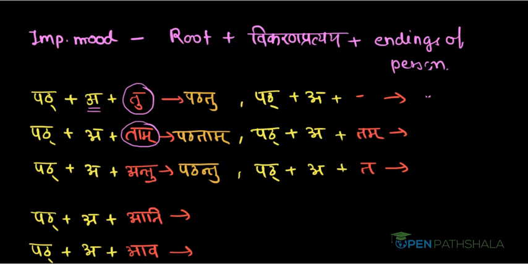And next we have pathantu. Here we have added third person plural PP ending, that is antu. We have already seen that whenever vikarana pratyaya ending in a is followed by another a, they both result in a only. So we have pathantu.